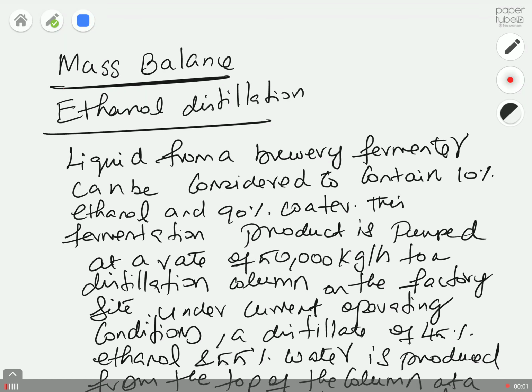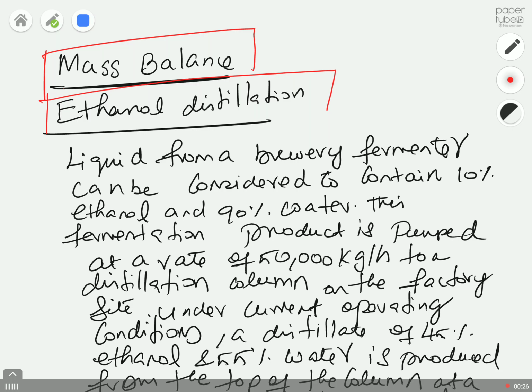In this tutorial we are going to learn about ethanol distillation. So we are going to perform a mass balance calculation on a distillation unit. Before going to the problem, I'm just going to quickly revise what the mass balance is, and I'm going to give some few tips on how to perform a mass balance on any unit operation.